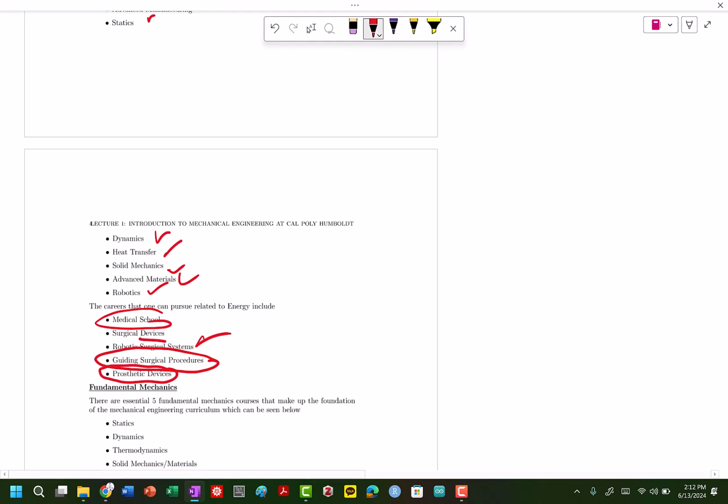So that is a really broad overview of some of the things that you can possibly do in mechanical engineering, and internships and lots of other things that you can pursue.